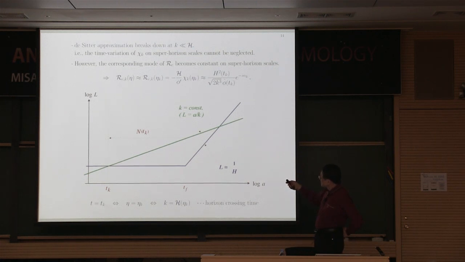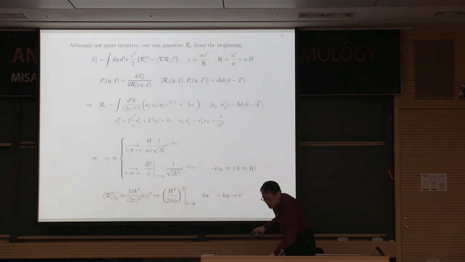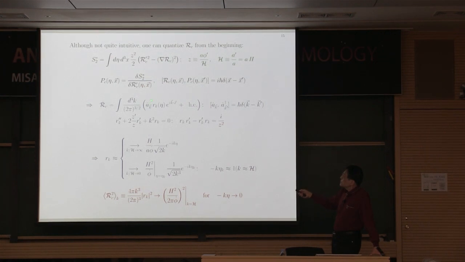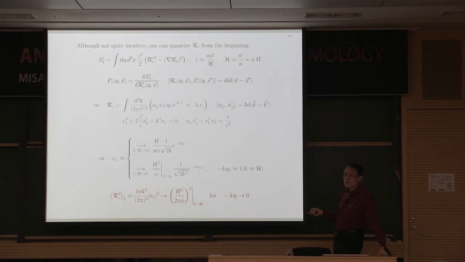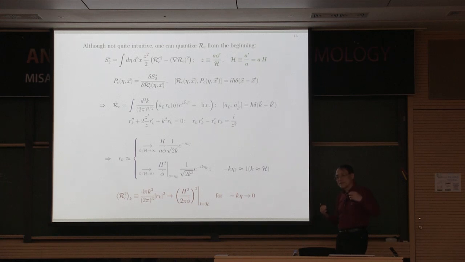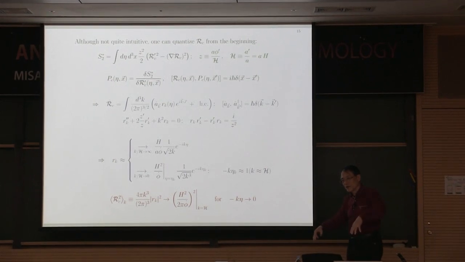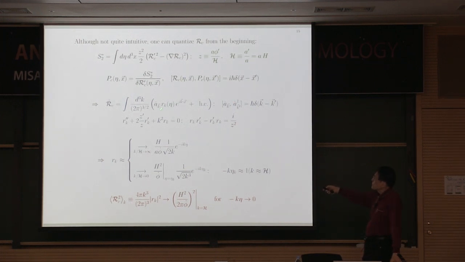But for the moment, for a single field, it doesn't really matter. In this case, you can directly quantize this curvature perturbation from the beginning in the standard way. Although the physical meaning of this variable is not so clear when you go deep inside the horizon, so you don't really have any physical intuition. But mathematically, you can always do the same thing and you get essentially the same result. Okay.